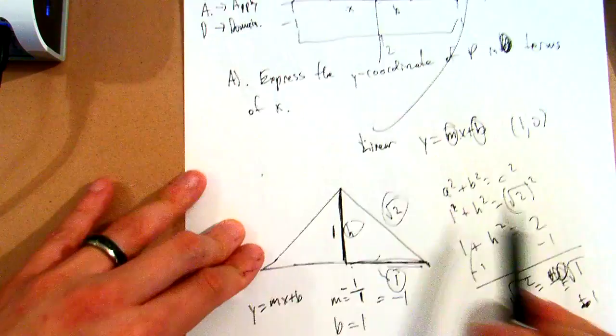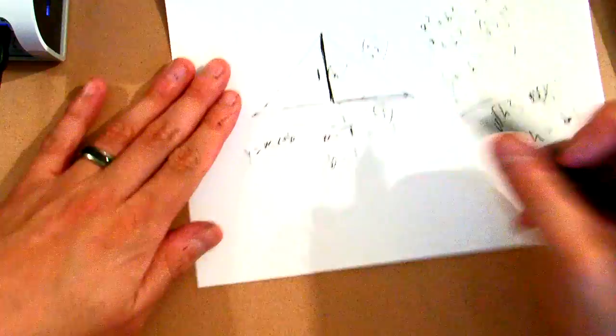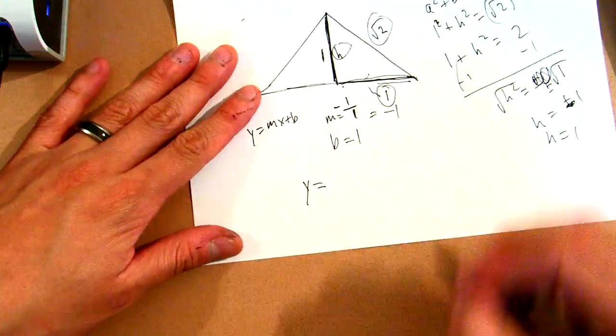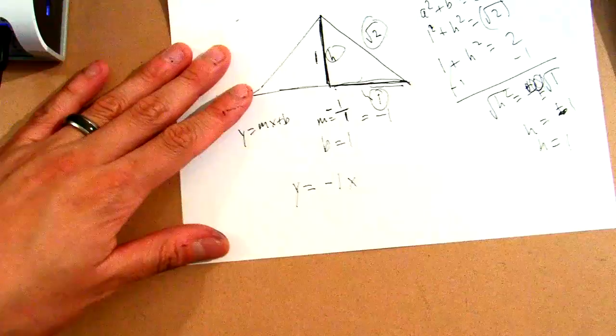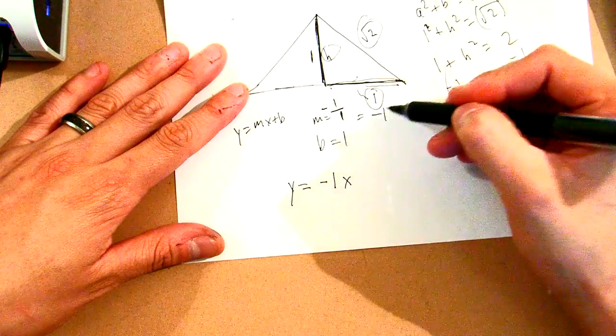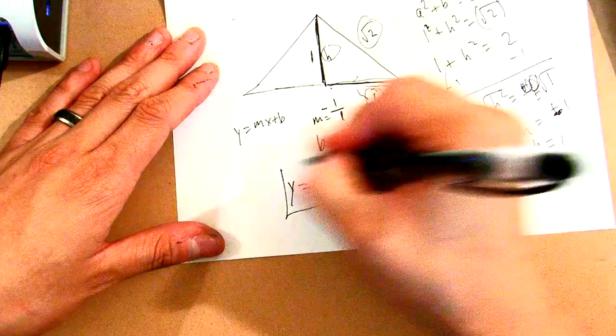So for the answer for part A, it says express the y-coordinate of p in terms of x. It is the equation y equals negative 1 x, because the slope was negative 1, plus 1. And this is the answer to part A over here.